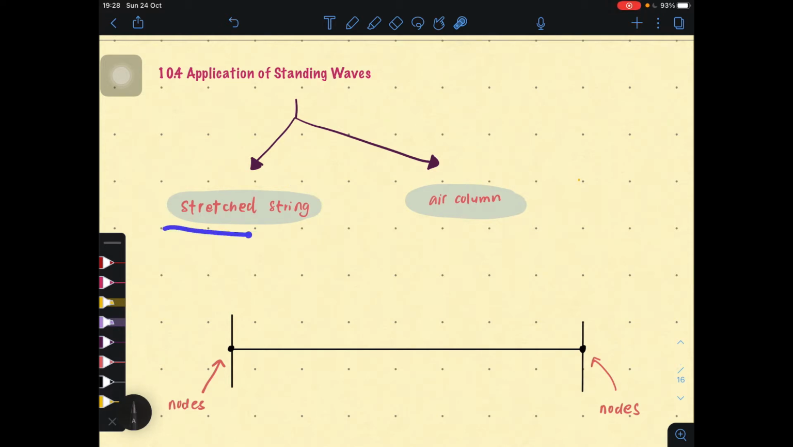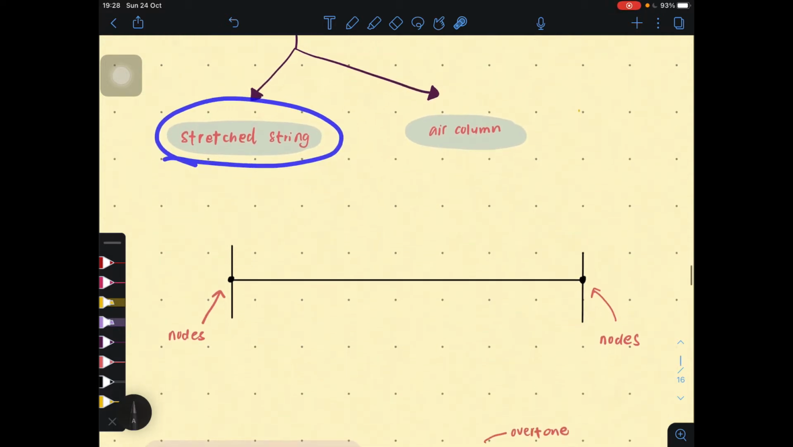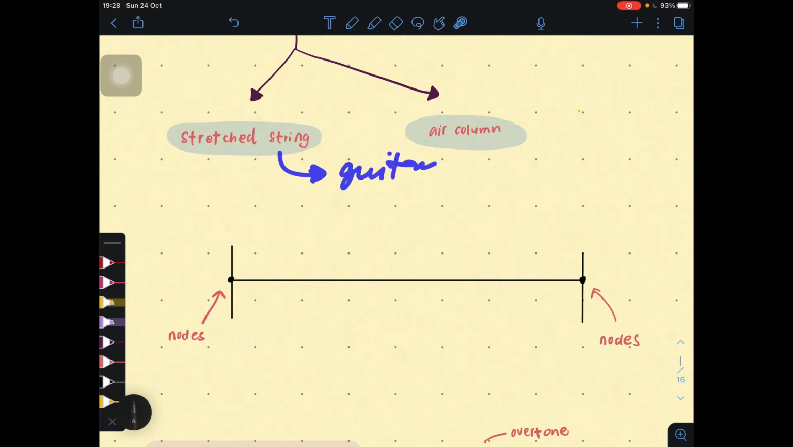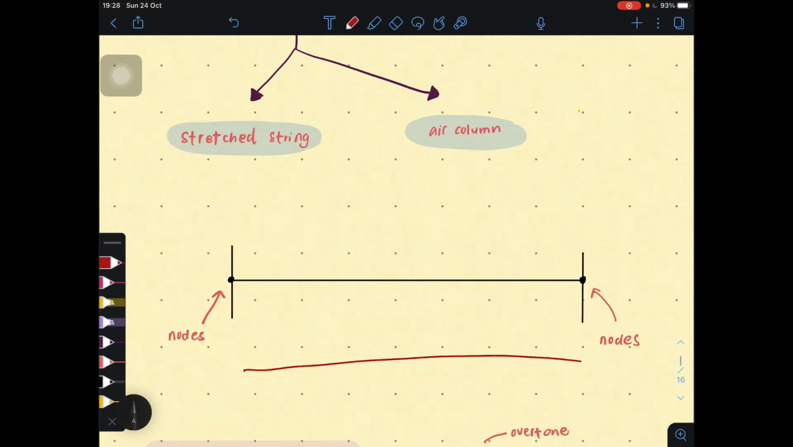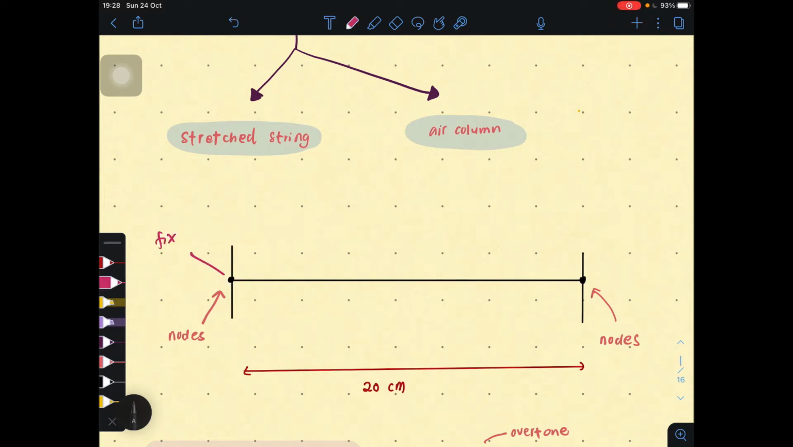So let's look at the first one, the string. Untuk string, kita akan ambil contoh guitar string. Let's say this is a certain length of the guitar string, let's say it's 20 cm. So panjang string ni adalah 20 cm, from here to here. Sama macam dalam gitar, dekat setiap hujung ni adalah fixed. So here will be fixed, here also will be fixed.